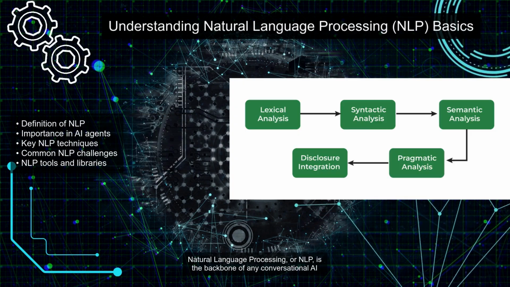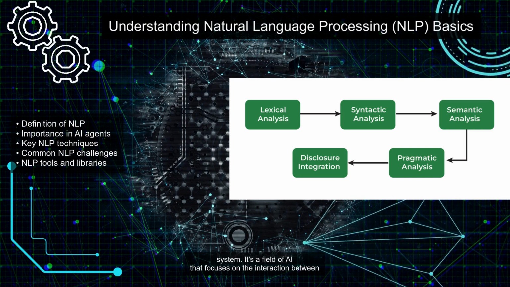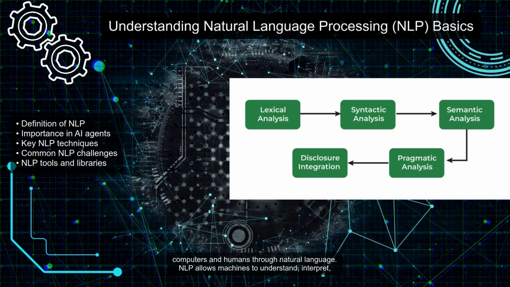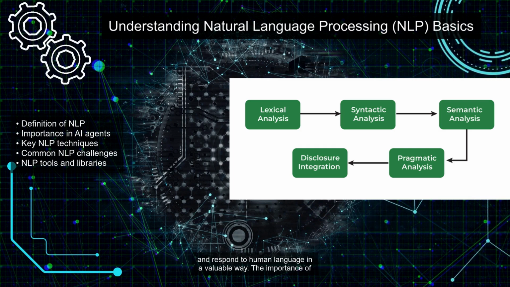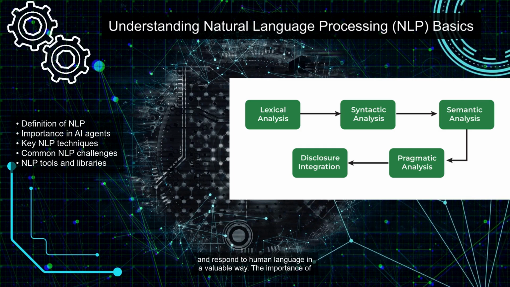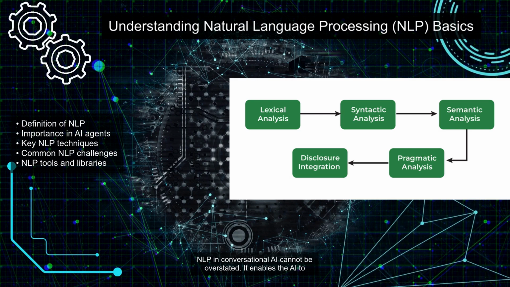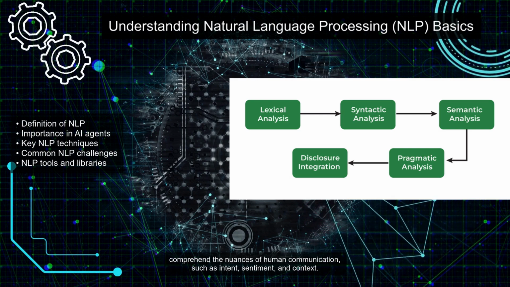Natural language processing, or NLP, is the backbone of any conversational AI system. It's a field of AI that focuses on the interaction between computers and humans through natural language. NLP allows machines to understand, interpret, and respond to human language in a valuable way. The importance of NLP in conversational AI cannot be overstated. It enables the AI to comprehend the nuances of human communication, such as intent, sentiment, and context.